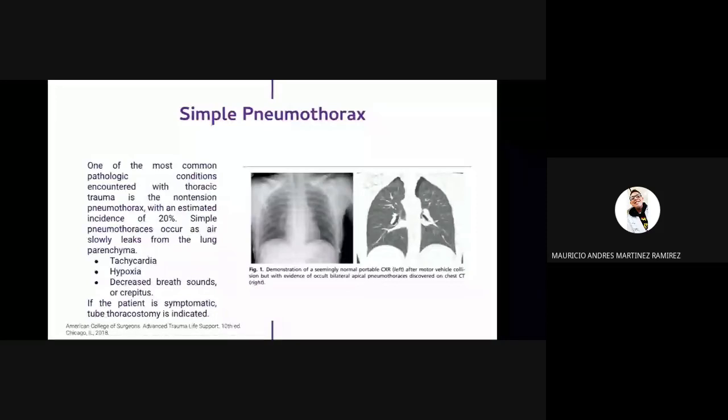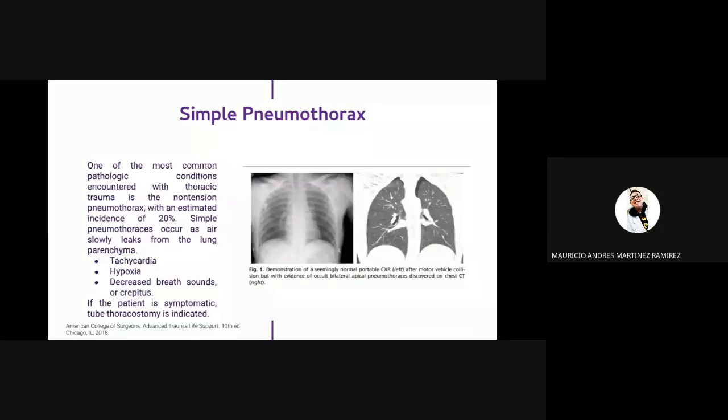Simple pneumothorax occurs as air slowly leaks from the lung parenchyma. Air in the pleural space disrupts the cohesive process between the visceral and parietal pleura, allowing the lung to collapse. A ventilation-perfusion defect occurs because the blood that perfuses the non-ventilated area is not oxygenated. Signs and symptoms that we can find are tachycardia, hypoxia, decreased breath sounds, or crepitus. And if the patient is symptomatic, a thoracostomy is indicated.